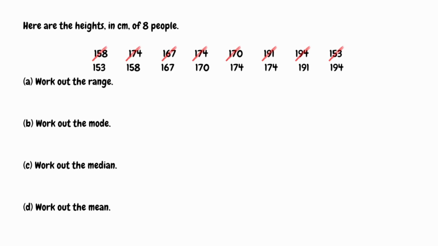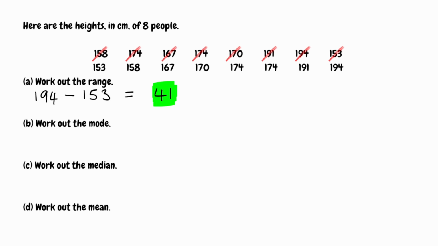So now that we've done that, let's work our way through the questions. So again, for part A, we need to work out the range. So to figure out the range, we need to take our highest number, which is 194, and we need to take away our smallest number, which is 153. Well, 194 take away 153 is just 41. So that would be our range.